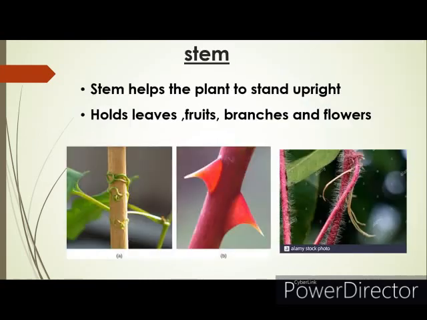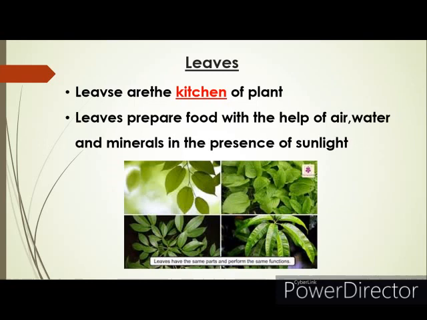Okay, branches help the plant to stand upright. It holds leaves, fruits, branches, and flowers. And leaves are known as the kitchen of the plant. Leaves prepare food with the help of air, water, and minerals in the presence of sunlight.